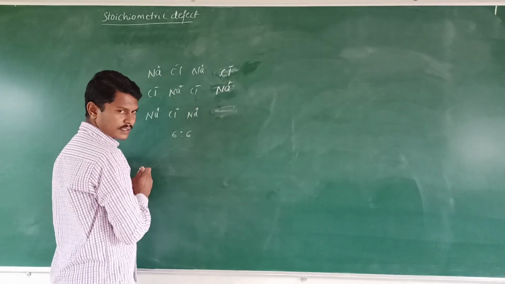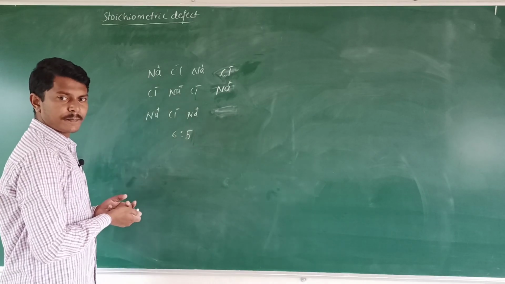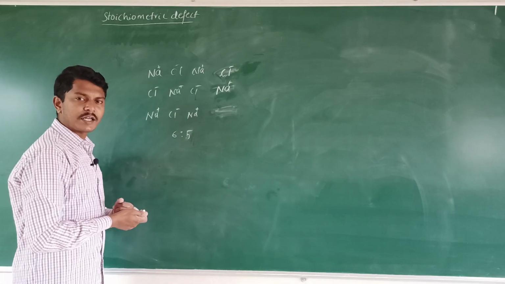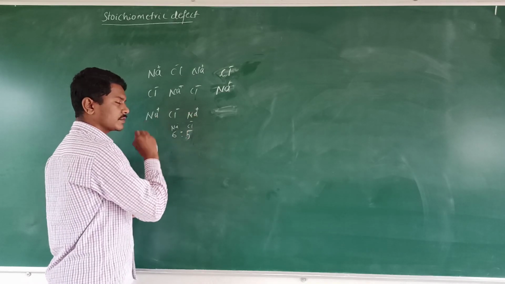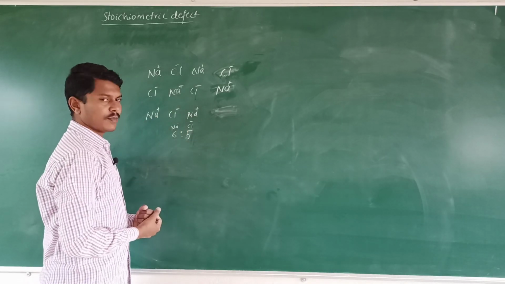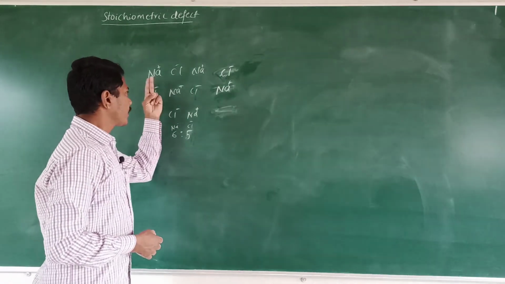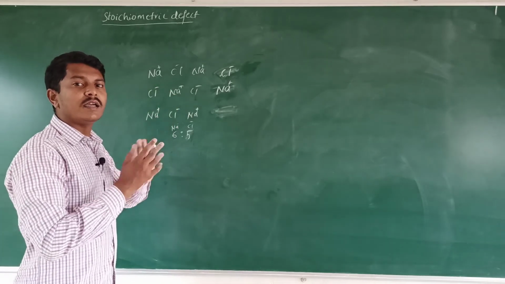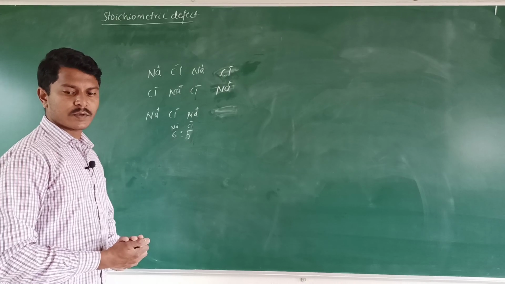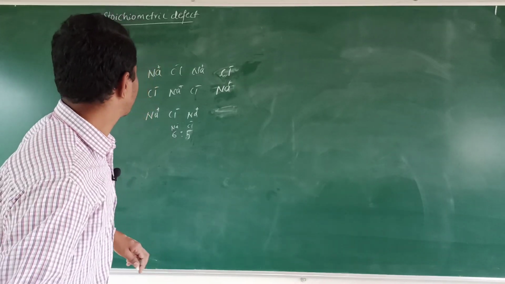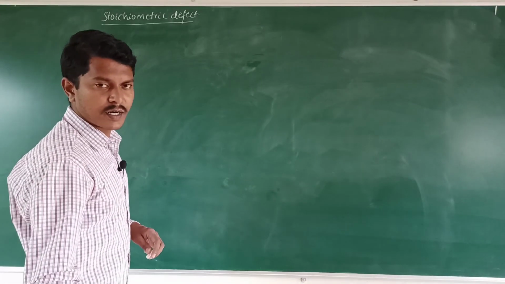If some chlorine is less, it is not a stoichiometry. It is not a perfect ratio. 6 sodium atoms are there, 5 chlorine atoms are there. It's not a perfect stoichiometry. Got it? Okay. Stoichiometry means the number of cations and anions are in equal ratio. That is called what? Stoichiometric defect. Okay, let us go in detail. That is first in stoichiometric defect.